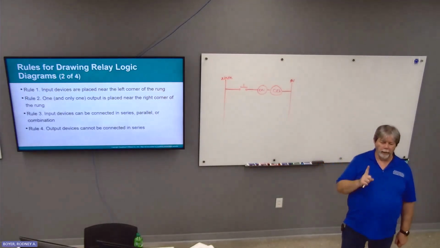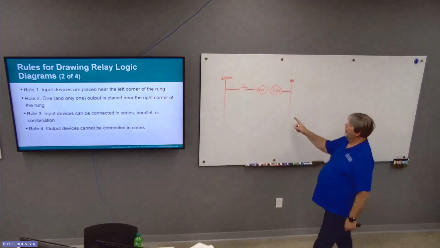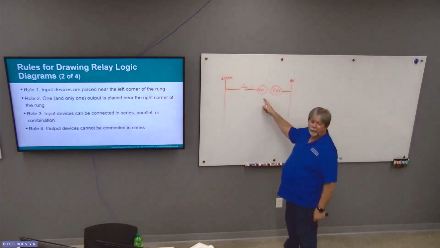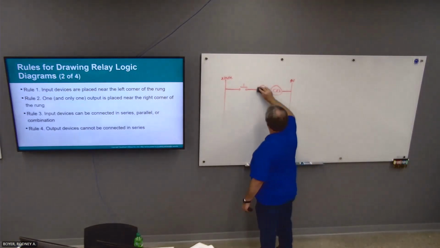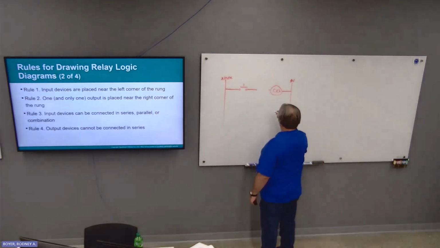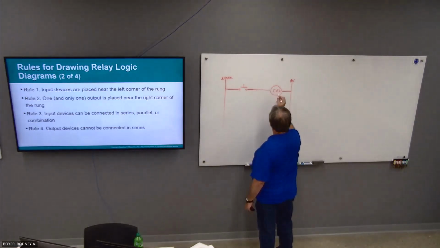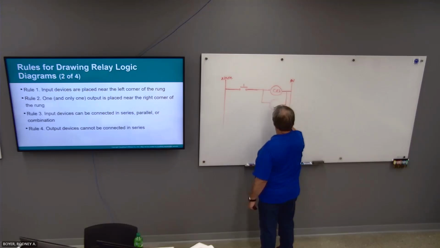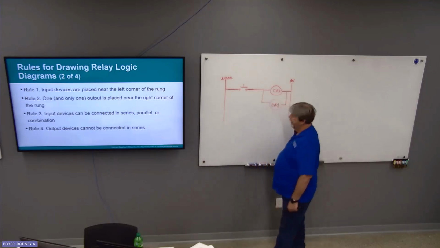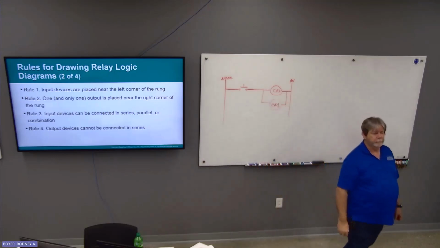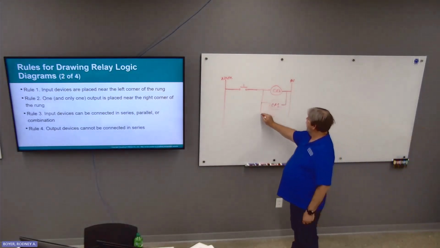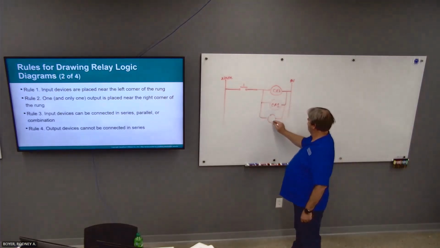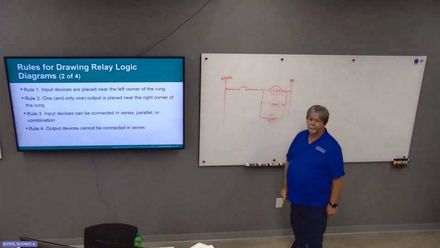You only have one output per rung. If you need to do this, put them in parallel. And you can put as many parallel branches as you want.